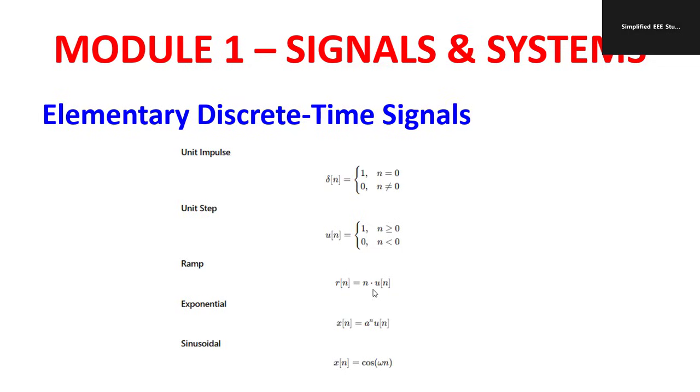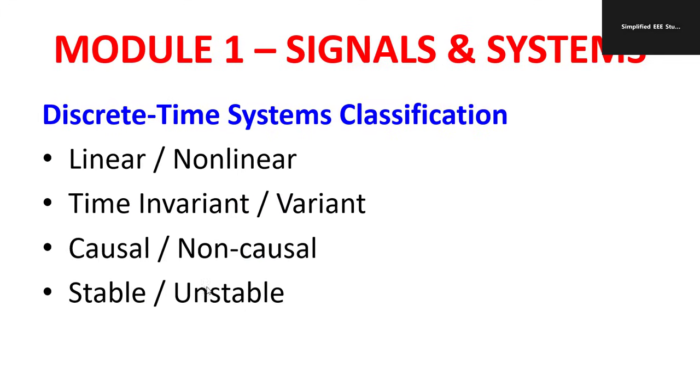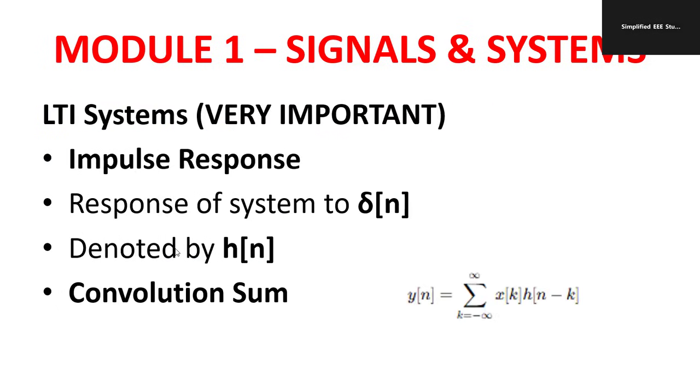Ramp signal: r of n is equal to n into u of n. Exponential signal: x of n is equal to a to the power n into u of n. Sinusoidal signal: x of n is equal to cos omega n or sin omega n. Both are sinusoidal signals. Discrete time system classification: linear or non-linear, time invariant or time variant, causal and non-causal, stable and unstable. Study this classification very clearly.